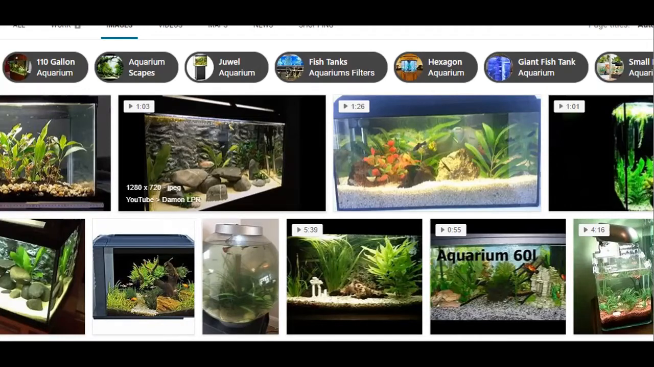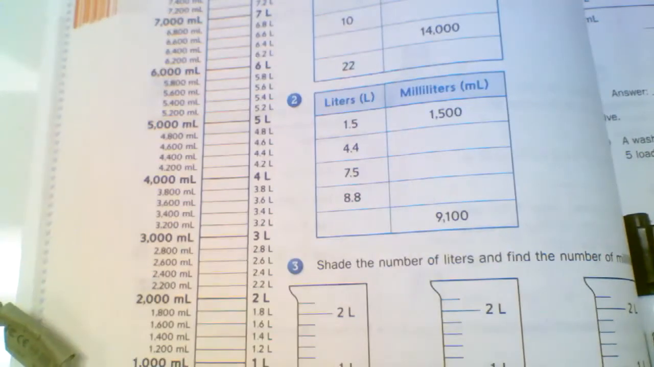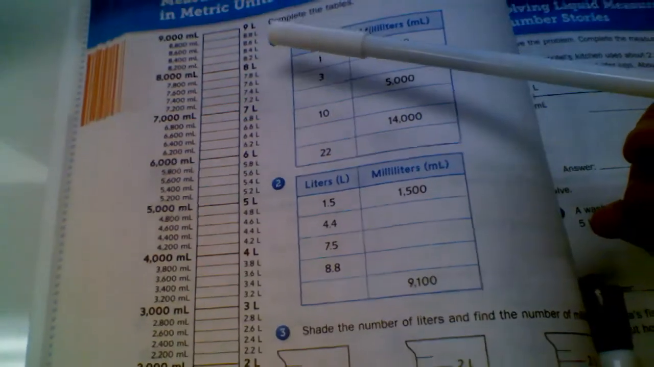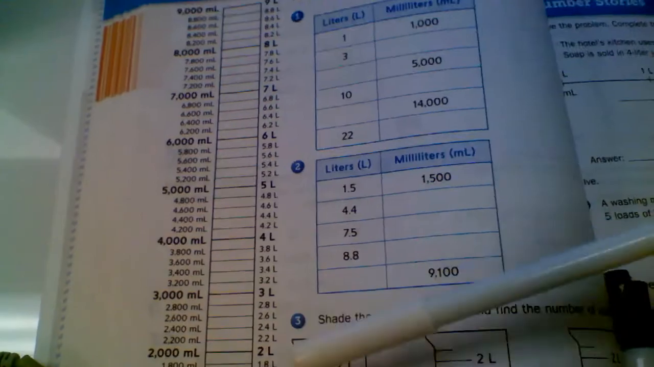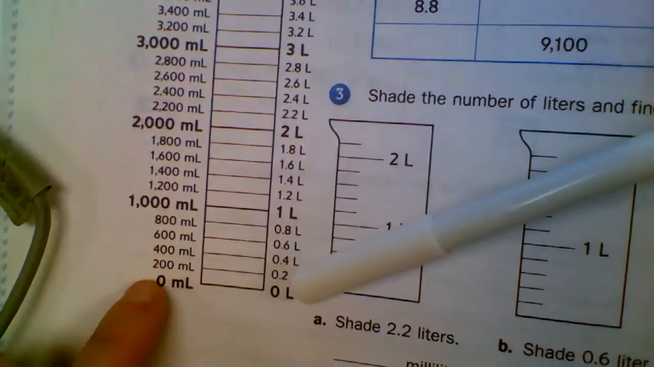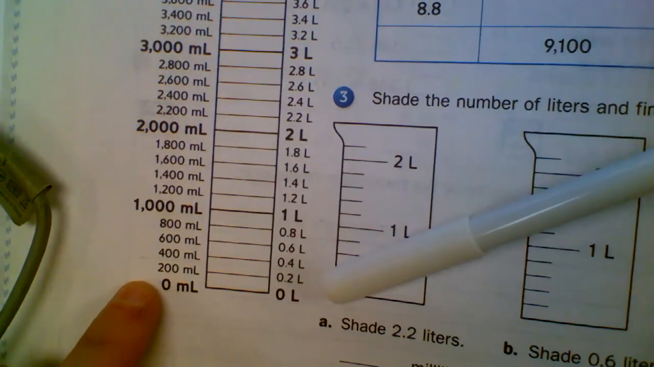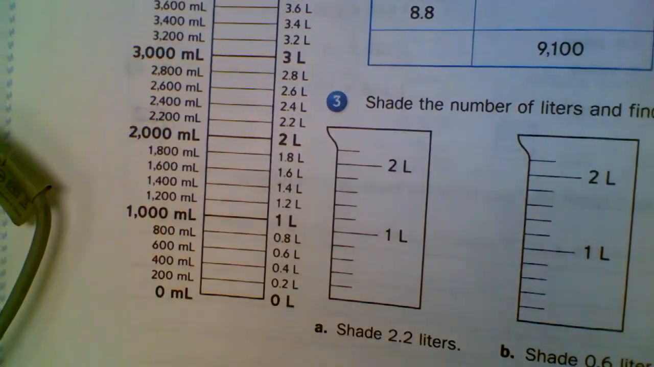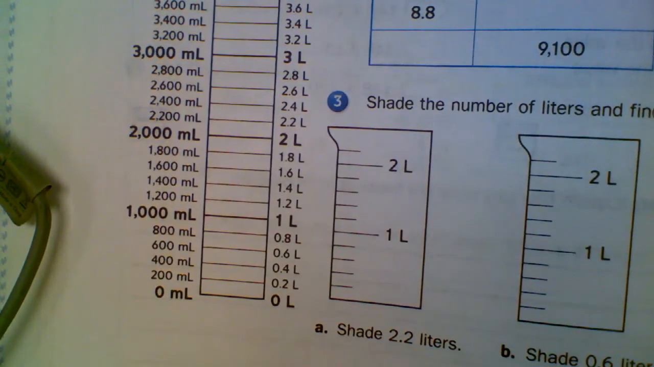So do you think that an aquarium holds 60 liters of water or 60 milliliters of water? Hmm. So 60 liters. This chart doesn't even get up to 60 liters, okay? Or 60 milliliters. Milliliters is really less than a 2-liter bottle of pop. So if you said 60 liters, you are correct.